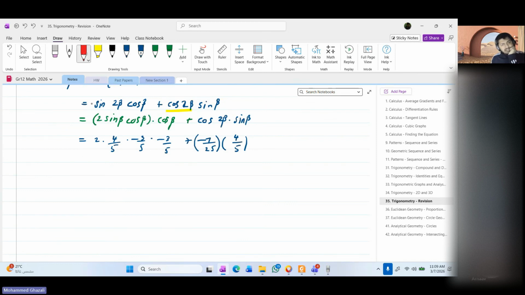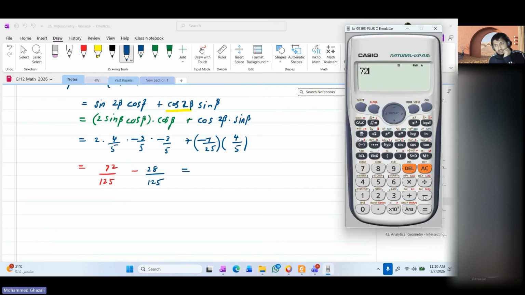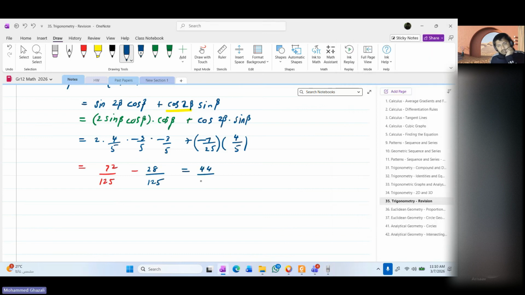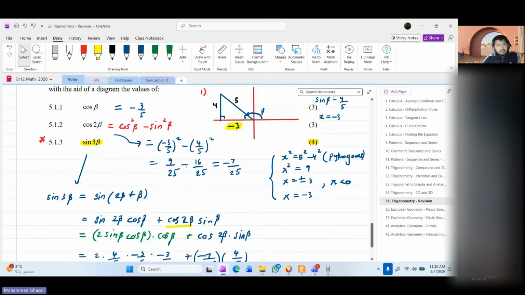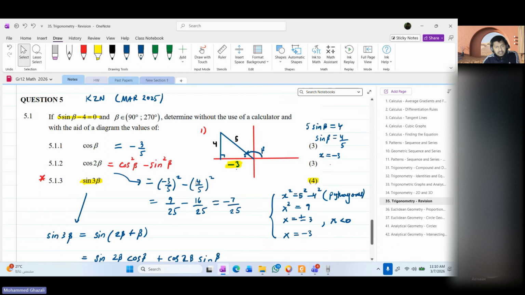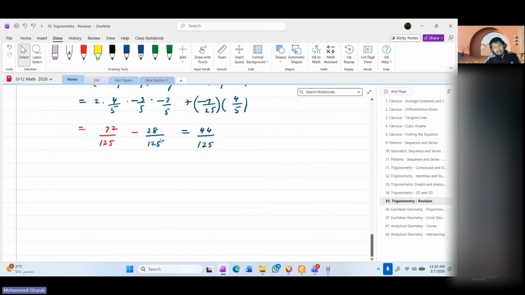So that's 8 times 9, which is 72. And that's 5 cubed, which is 125. Minus 7 times 4, which is 28, divided by 125. You should get that answer, 72 minus 28. Okay, 44 over 125. Okay, guys, easy. All right, so that's your answer. That's it, without using a calculator. I just needed to minus 72 and 28.